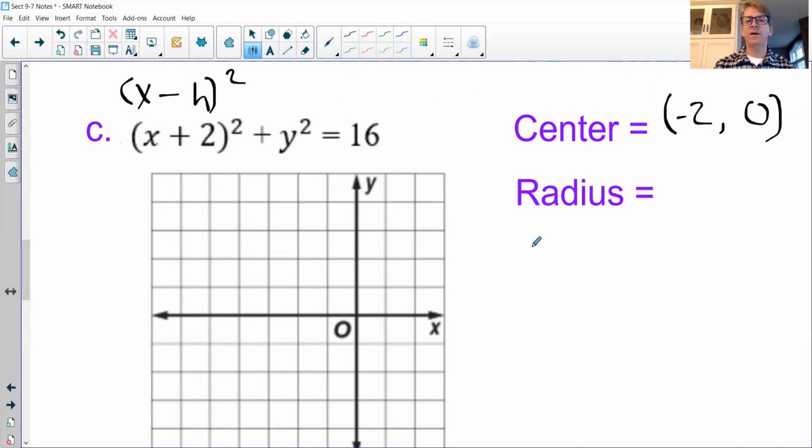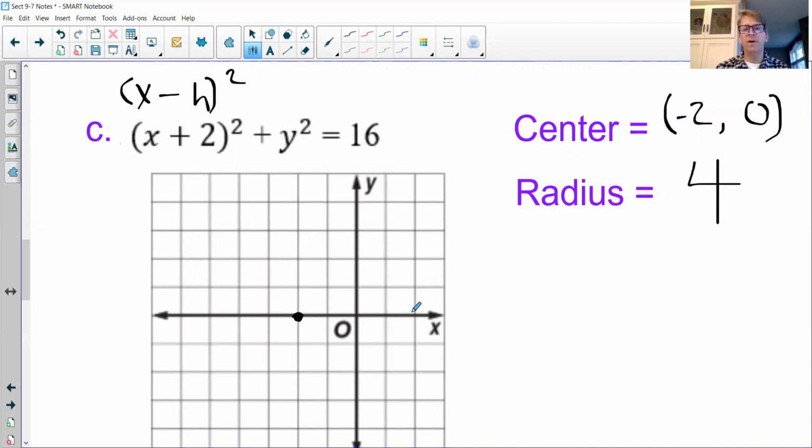So let's plot that down. Negative 2, 0. All right. And now you see this 16. If it's 16, what number squared is 16? The radius is 4. 4 times 4 is 16. Okay, so you had negative 2, 0. And our radius is 4, so I'll graph this circle quickly for you.